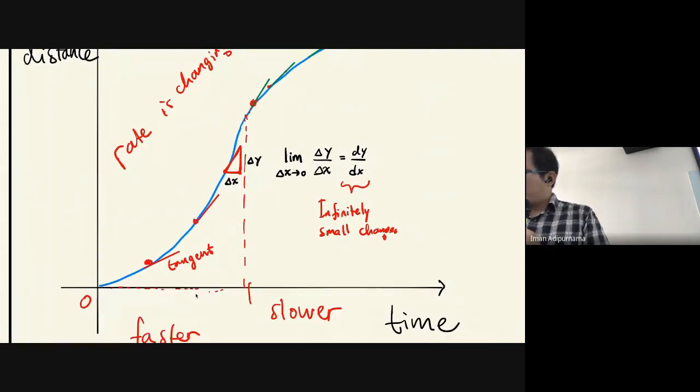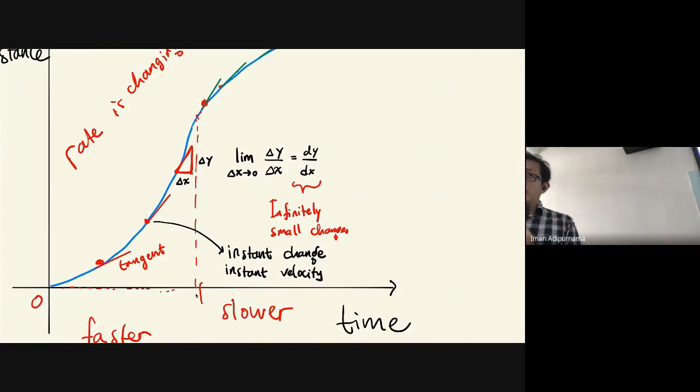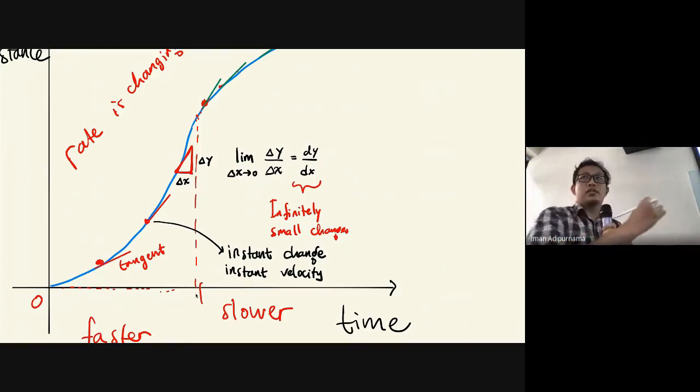mean, let me write here, instant, you can say instant change, okay? Or in this case, it's instant velocity. What does it mean? So when you are running at one point, your velocity is maybe 5, maybe 6, maybe 7. That velocity, or we call instant velocity, is the derivative, okay? At exactly that moment. Okay?